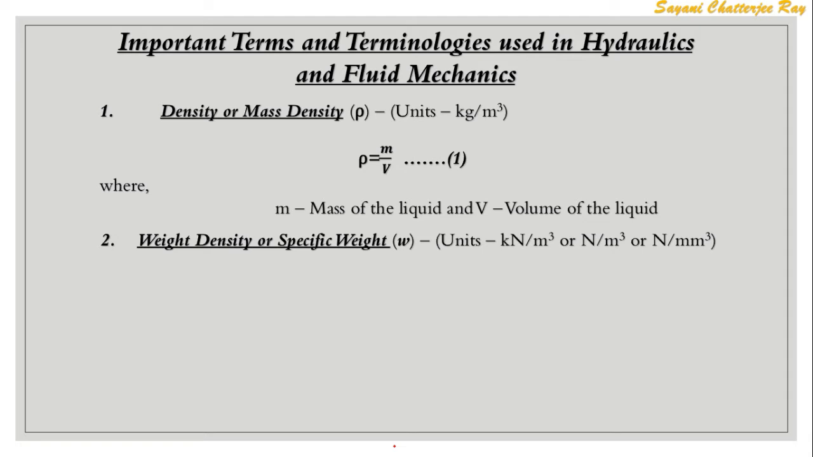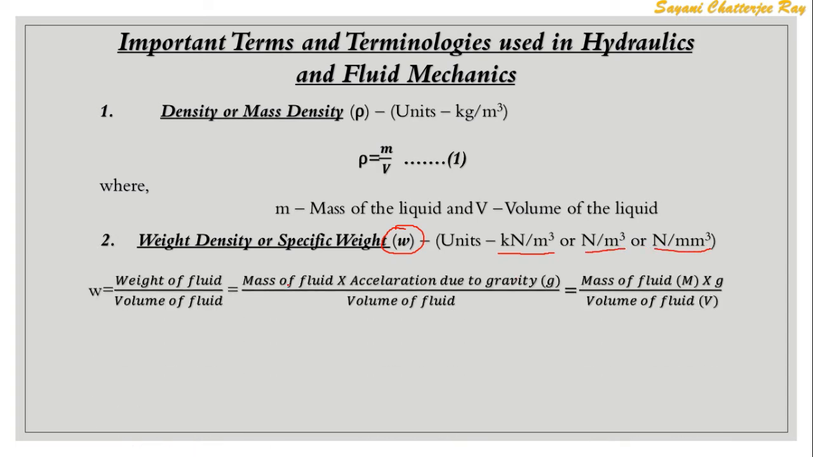Our next terminology is the weight density or the specific weight of the liquid. It is defined as the weight per unit volume of a liquid at standard temperature and pressure, and it is denoted by small w. Its units are kilonewton per meter cube or newton per meter cube or newton per millimeter cube. Now mathematically, w equals the weight of the fluid, that is capital W, divided by capital V, the volume of the fluid.